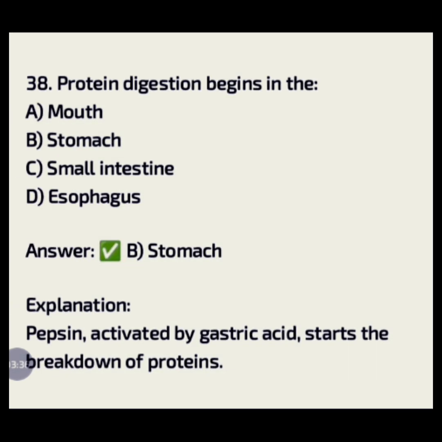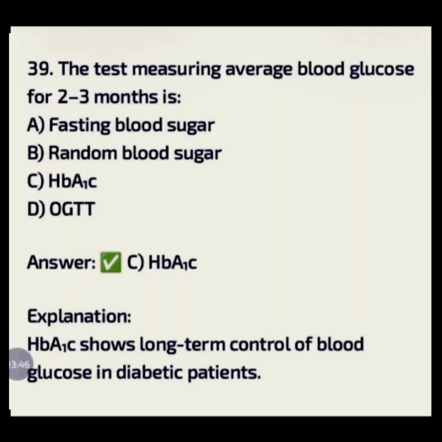Protein digestion begins in the: option A, mouth; option B, stomach; option C, small intestine; option D, esophagus. The correct answer is option B, stomach. Pepsin activated with gastric acid starts the breakdown of proteins.